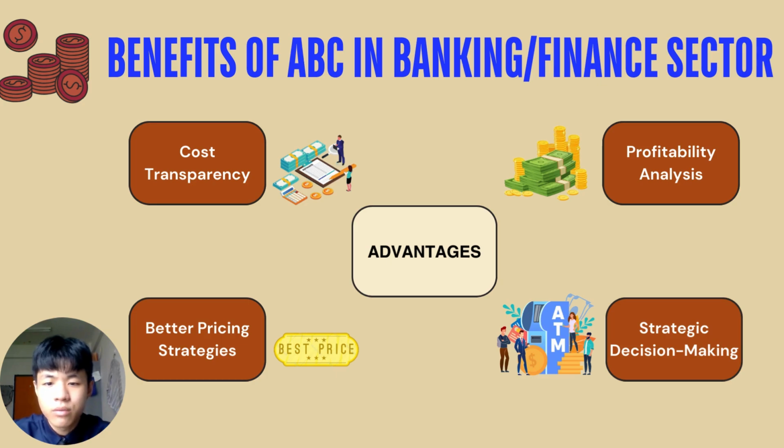And the last one is strategic decision making. ABC will help to support decisions like whether the institution needs to focus on outsourcing activities, develop new financial products, or also stop the unprofitable services.